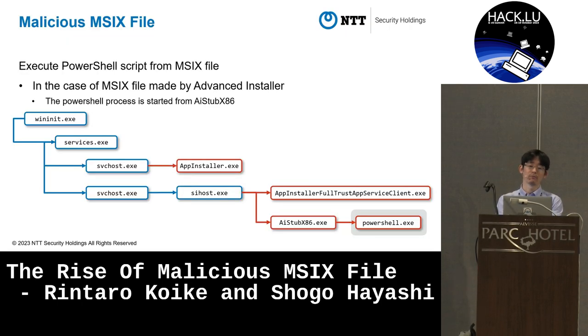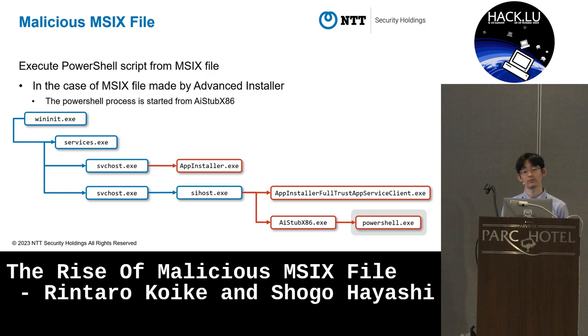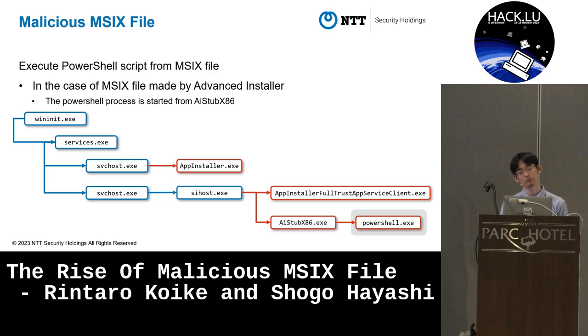What kind of process occurs when a malicious MSIX file is executed? As already introduced, the main behavior of an MSIX file is executed from appinstaller.exe, but with PSF it is different. PowerShell.exe is executed from a process called AIstub, which is a file contained in the MSIX file. AIstub was executed by sihost.exe, which is a child process of svchost.exe, a child process of services.exe. If you don't know about MSIX files or PSF, it seems like PowerShell.exe was suddenly executed from a strange process.